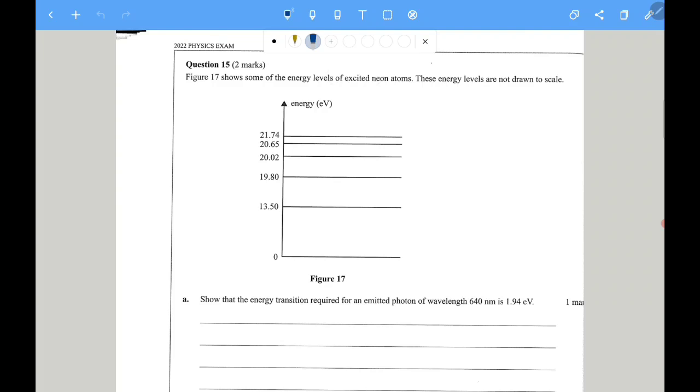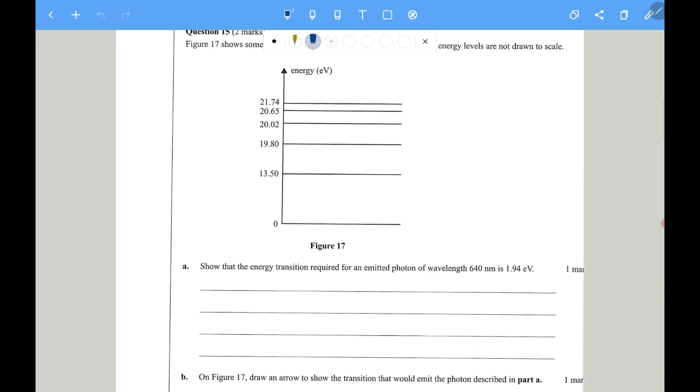So now we have an energy level diagram. So here we have the energy levels of excited neon atoms, and to show that the energy transition required for an emitted photon of wavelength 640 nanometers is 1.94 electron volts. Of course, you guys should be subbing in your values into this expression.